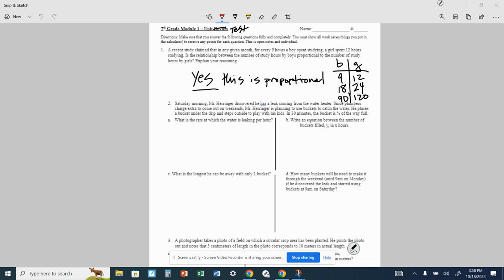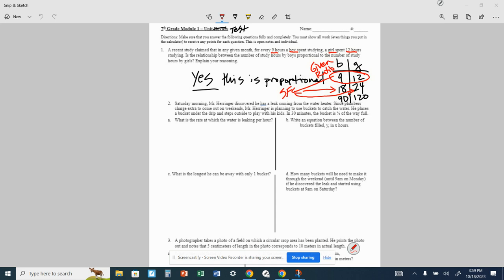And so you'll notice that with each one of these, this is my given ratio or rate, meaning it's given to me in the problem: 9 hours for a boy, 12 hours for a girl for studying. If I can take that given ratio or rate and find a scale factor, and I multiply it by the same scale factor and get the same relationship as before, then that means it's proportional.